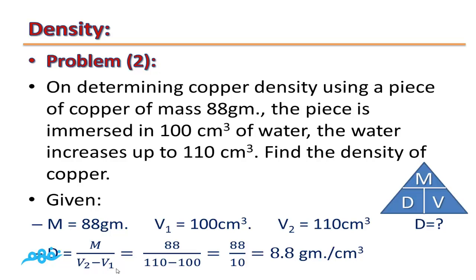But because here we have two volumes and we need to find the volume of copper only, we will subtract the two volumes. Mass over volume 2 minus volume 1. 88 over 110 minus 100 equals 88 over 10 equals 8.8 gram per cubic centimeter. This is the density of copper.